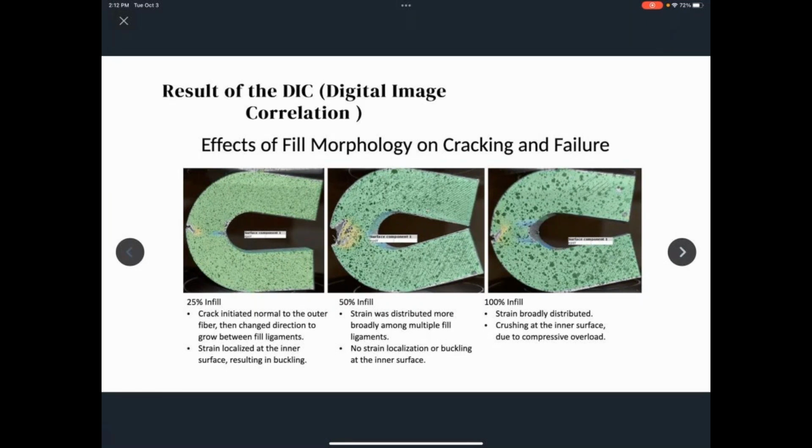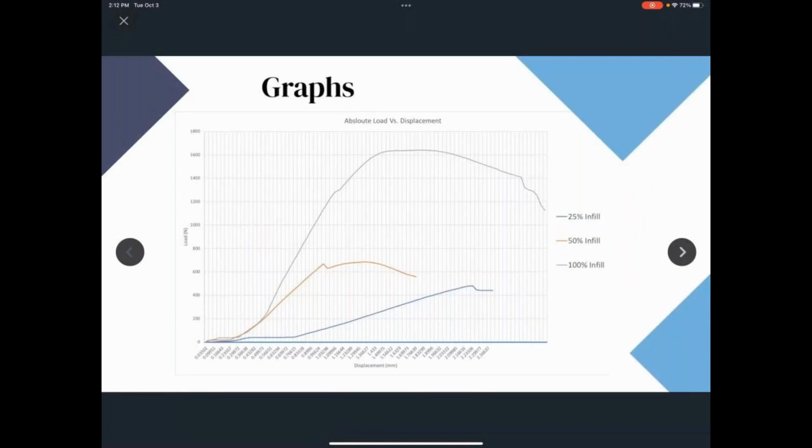Additionally, the Instron was set to 1 millimeter per minute for its speed, which gave us these results by using our GOM software. And from the Instron compressive test and the software, we got different graphs. First and foremost, the absolute load versus displacement. The load was measured in Newtons and the displacement was measured in millimeters.